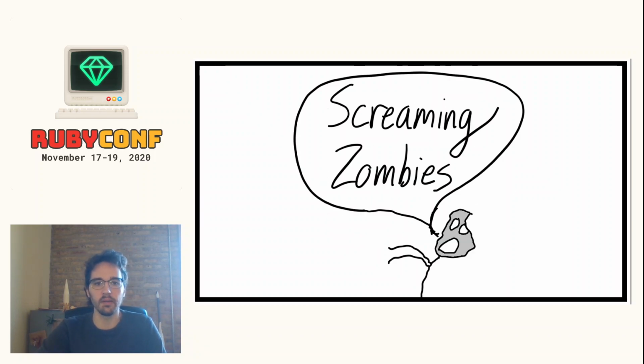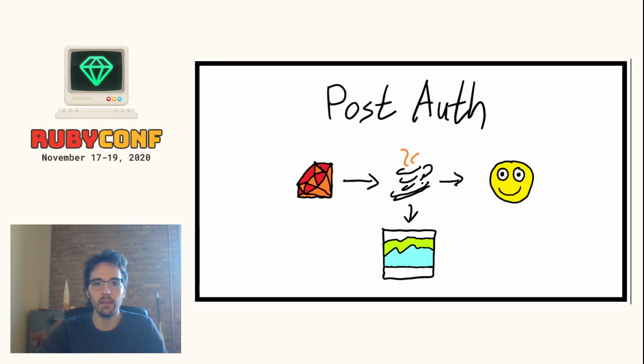Story number 4, Screaming Zombies. We had a tool called postoff. This is at Braintree. We had our Ruby code that sent some data over to a Java process that then sent that data formatted in a certain way to one of our partners.